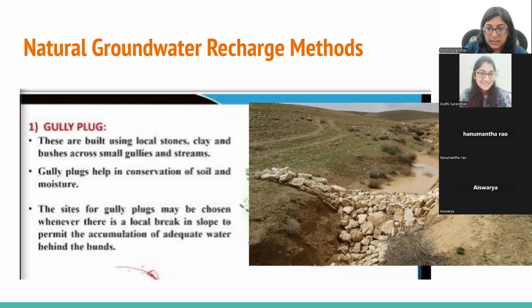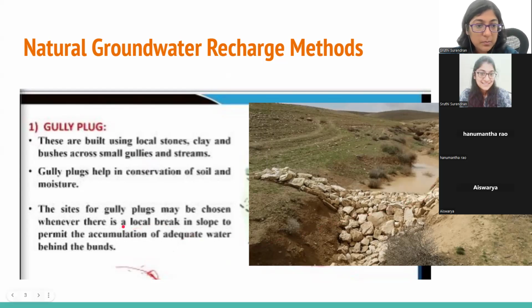It is basically made from stones and boulders that you can find around this natural stream, and they make a bund-like structure in this form, so that water that is coming from this side is collected, and it will recharge the groundwater resource in that area.